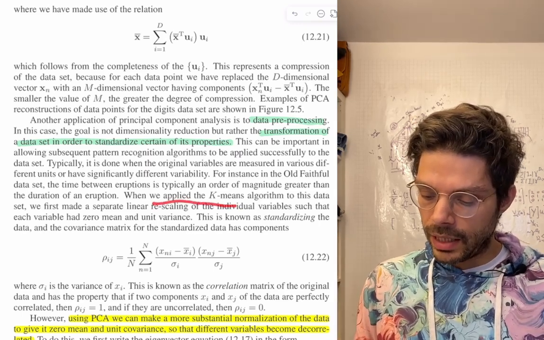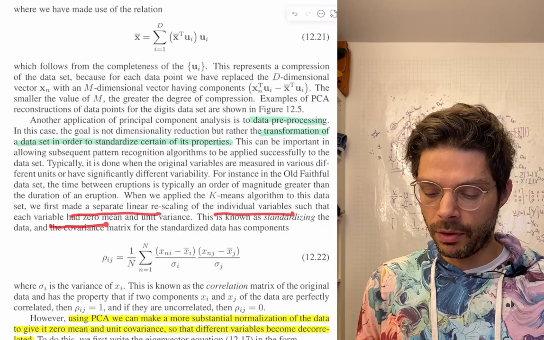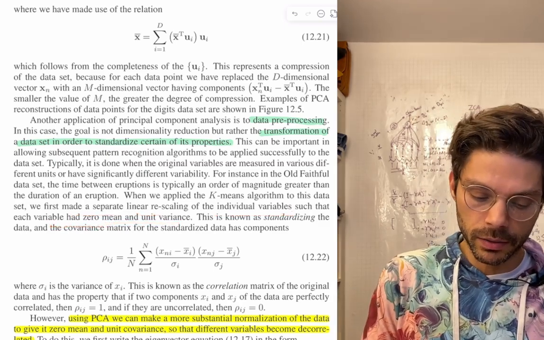When we applied the k-means algorithm to this data set, we first made a separate linear rescaling of the individual variables such that each variable had zero mean and unit variance.